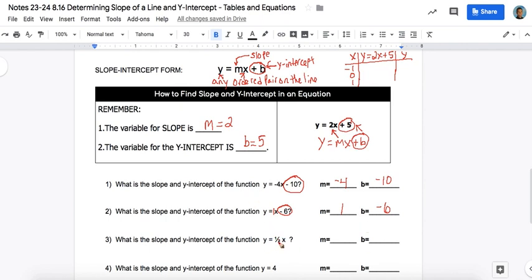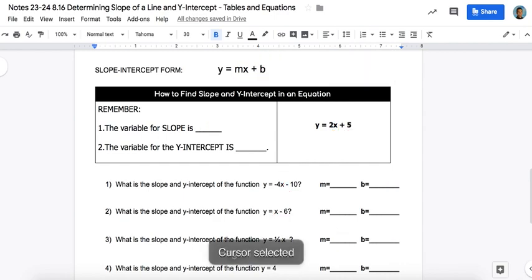Number 3, what is the slope and y-intercept of the function? So this time the number in front of the x is 1/2. And there is no ending. There's nothing here. So remember when we learned previously that if there's no ending and we just have a slope in front of the x, then we call that a proportional relationship. And where do proportional relationships always cross? At the origin. So the y-intercept would be 0 if it's going through the origin.